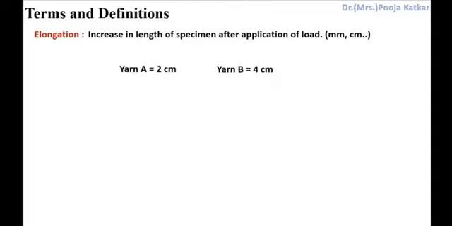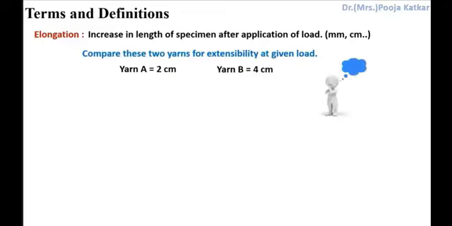Suppose we have two different yarns, yarn A and yarn B. Yarn A is showing 2 centimeter elongation and yarn B is showing 4 centimeter elongation. Compare these two yarns for extensibility at given load. For this question, your answer may be yarn B, because here 4 is greater than 2.